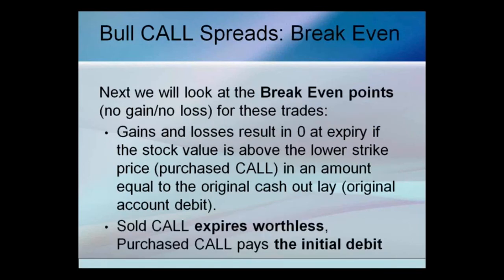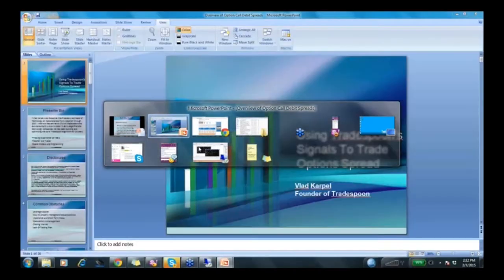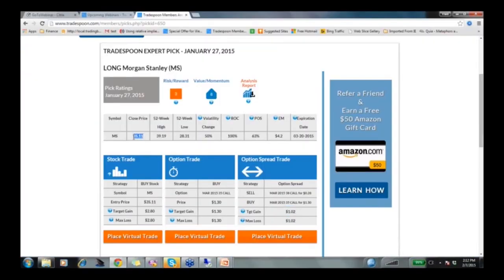And a break even occurs when the stock reaches the price of the debit that you paid. Let's recap the example that we did with Morgan Stanley. Morgan Stanley, at the time of the recommendation, was at $35.11. We bought the at the money call for $1.30. We sold the 38 call for 28 cents. We paid $1.02. The maximum loss is the debit that you pay.